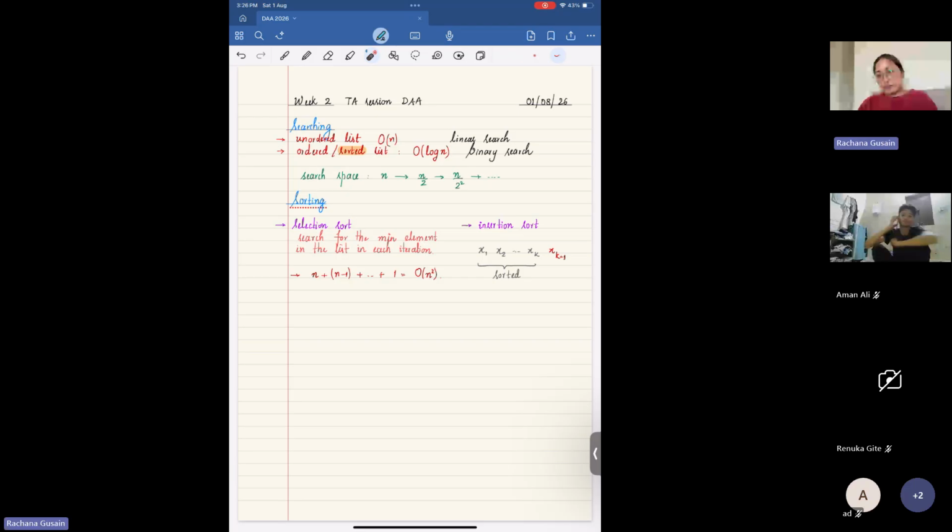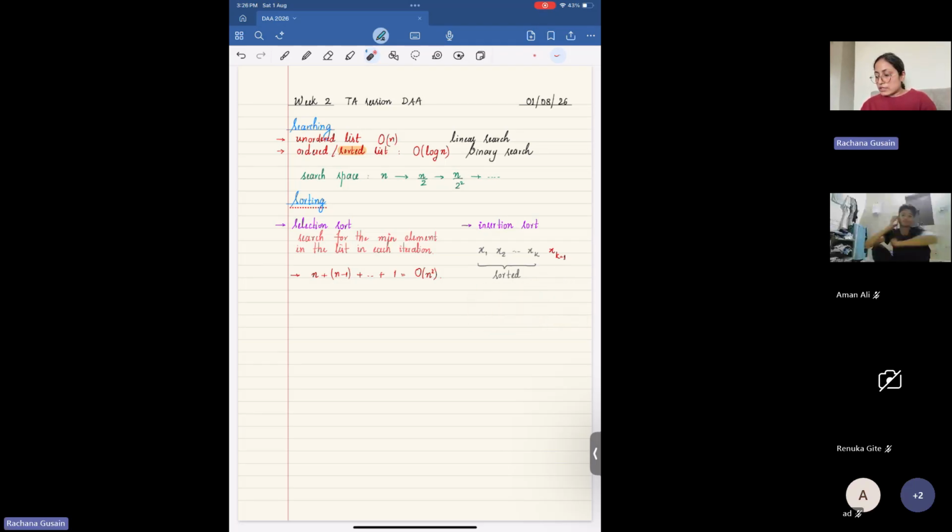Okay, so this is how insertion sort works. When you are in the k plus 1 iteration, you will have to make comparisons in the worst case with all these k elements. In the first iteration, x1 is already sorted. Then you come to x2, you compare it with x1, and based on the comparison you sort x1 and x2. Then comes x3, so again you compare it with x2.